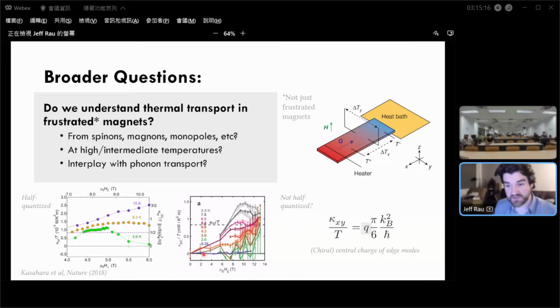This was just a particular sample, it's not clear, right? Some samples show evidence for it, some don't. It's a bit of a mystery at this point. But in principle, this would be the smoking gun. This is what you'd be looking for if you could get a reproducible half quantization of something due to the topological nature of this spin liquid state.